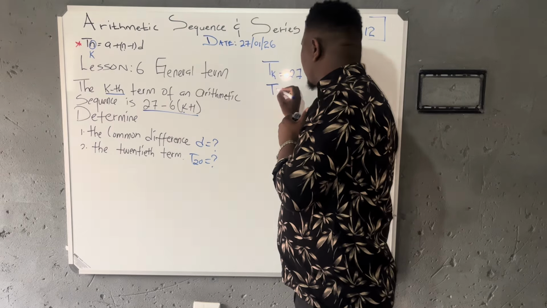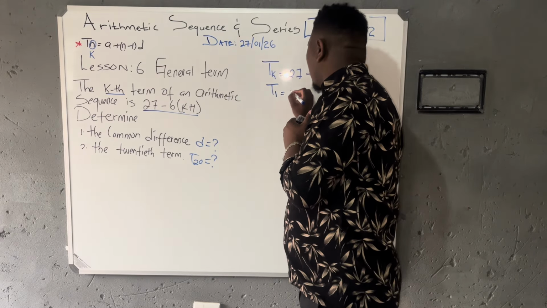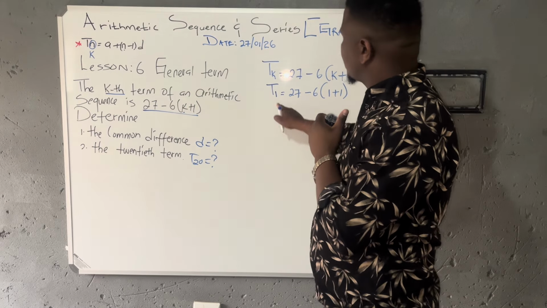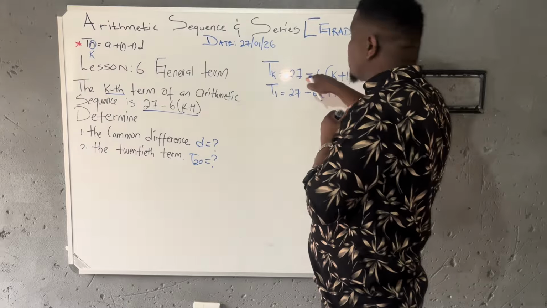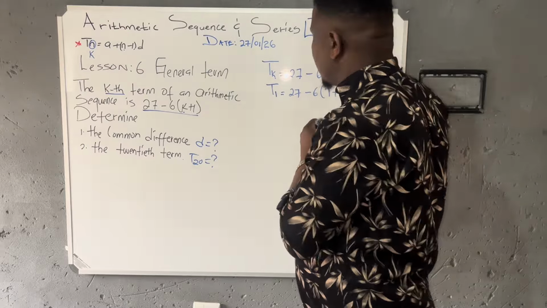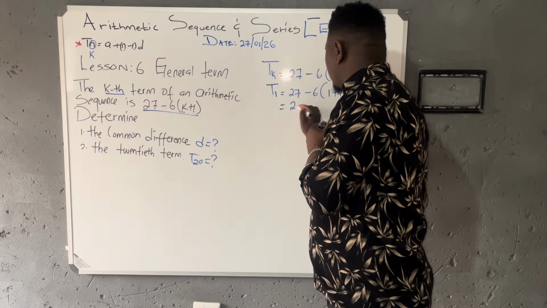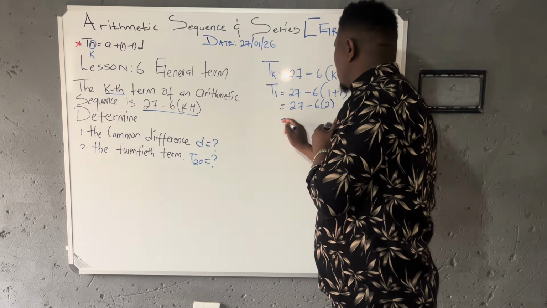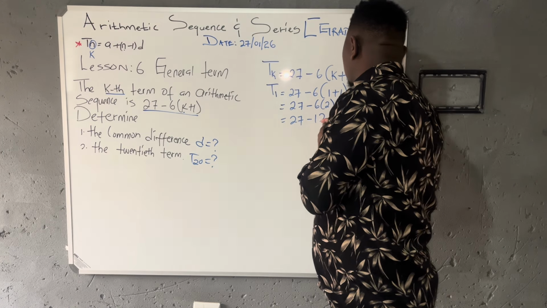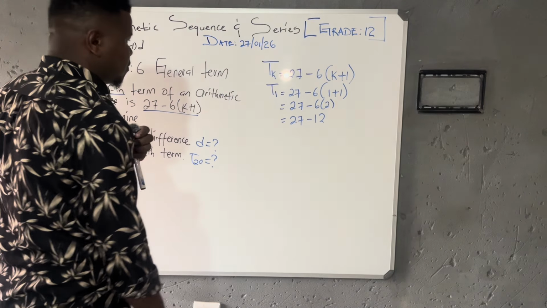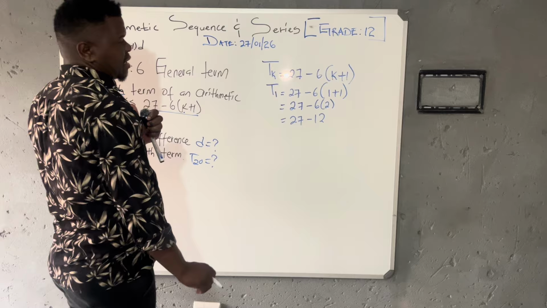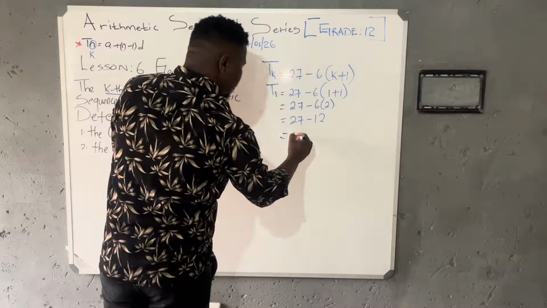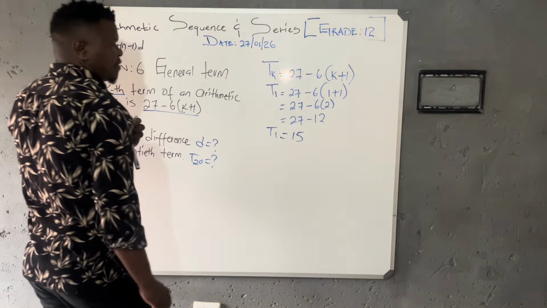So give yourself the first value. Let K be 1. You are actually saying T1. We are trying to get T1 using the given formula. So this is going to be 27 minus, obviously, I will have what? 1 plus 1, which will be 2. Therefore, you'll be getting 27 minus 12. So obviously, 27 minus 12, it will be 15. It makes the first term 15.